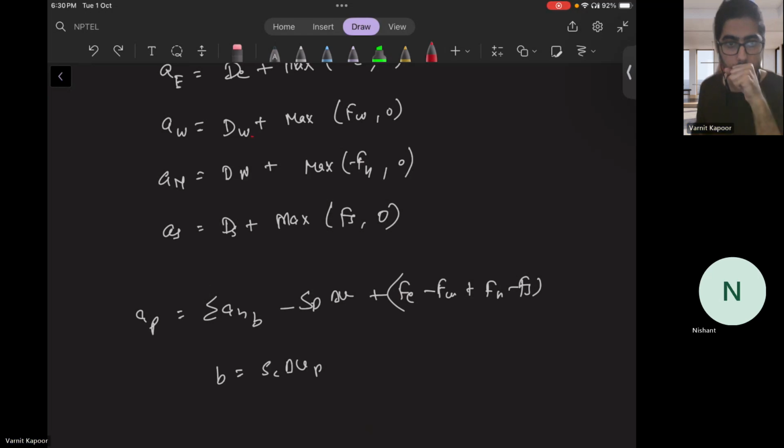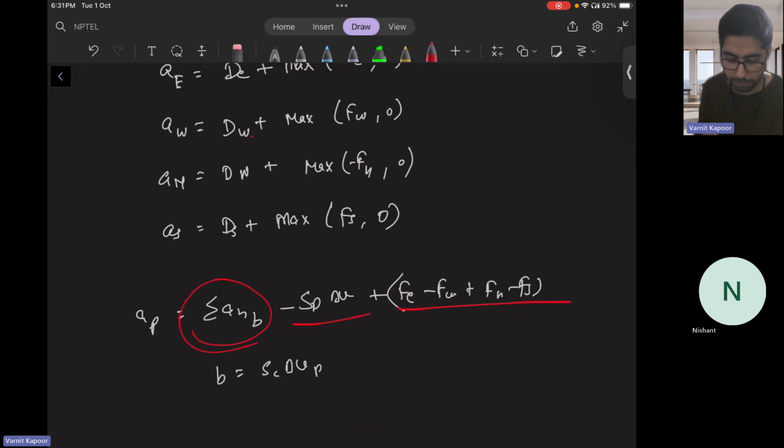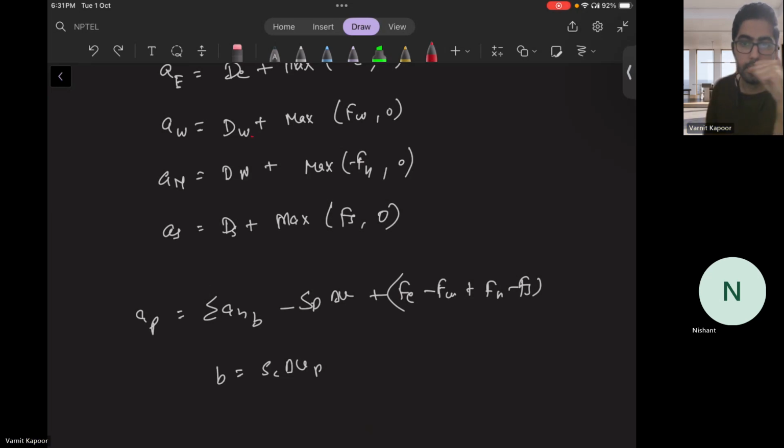That means all the convection terms will become 0 and you will be left with only AP equal to the summation of A and B's. So that means all A and B's are always positive. So it satisfies the Scarborough criteria for equality. Okay, not inequality. So the Scarborough criteria is satisfied for equality, as well as boundedness is also guaranteed.